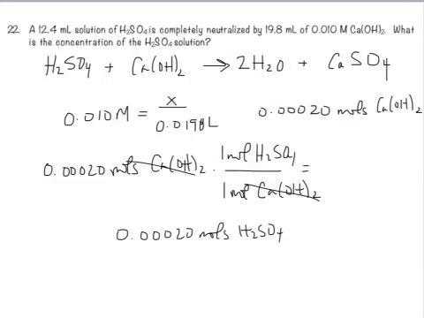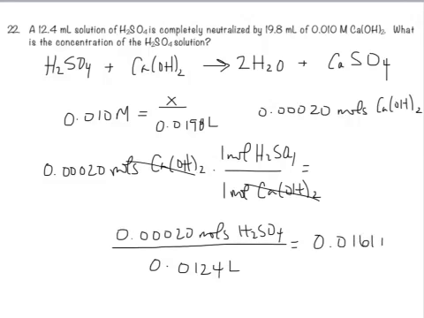All right, so I know the number of moles, I know the volume of sulfuric acid, so I can determine the molarity. 12.4 milliliters listed as liters is going to be 0.0124 liters. If I divide, you should get 0.0161 molar sulfuric acid.